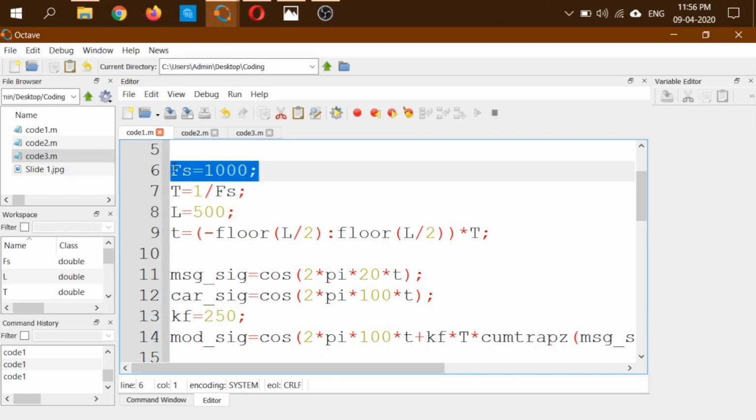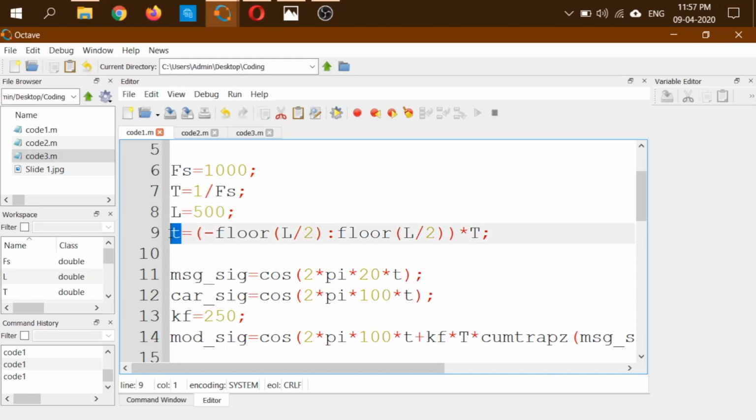I have selected my sampling frequency as 1000, which means that I will be able to plot correctly up to 500, that is from minus 500 to 500. There will be 1000 total samples. So the sampling frequency is 1000, and the time gap between two consecutive samples will be 1 by fs. This is my time gap between two consecutive samples in the time domain, and I'm assuming my length of signal is 500 samples. You could increase or decrease it, but 500 is a good enough number.